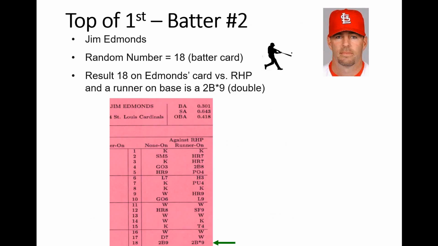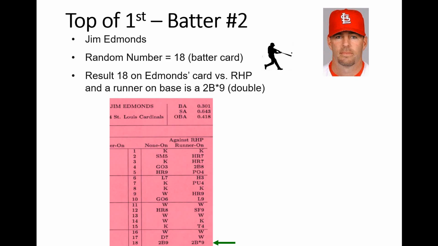Batter number 2 is Jim Edmonds. The random number is 18. Numbers 1 to 25 could come from the batter card. There is a runner on, so we're going to look at the far right column of his card. And number 18 corresponds to a 2B star 9, which is a double to right field. Okay.